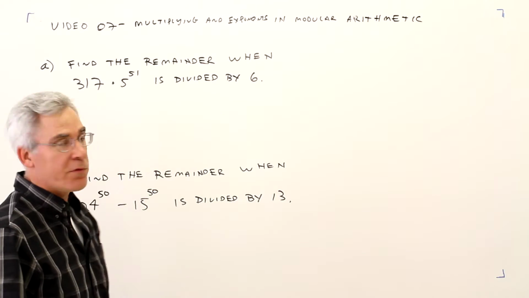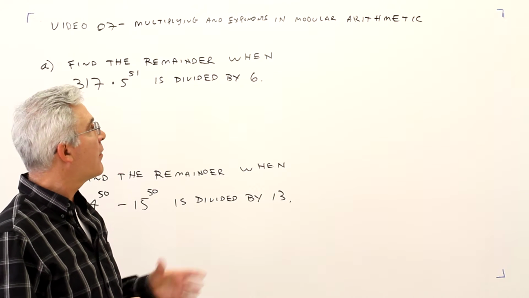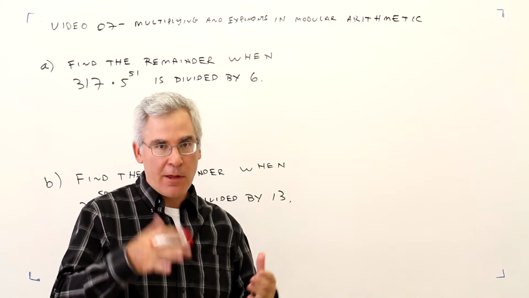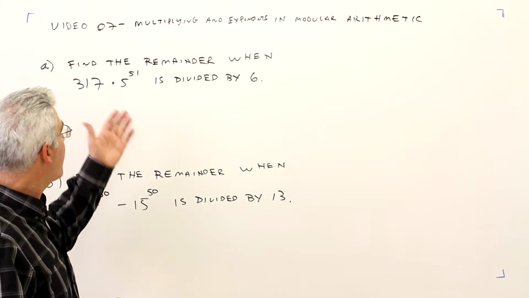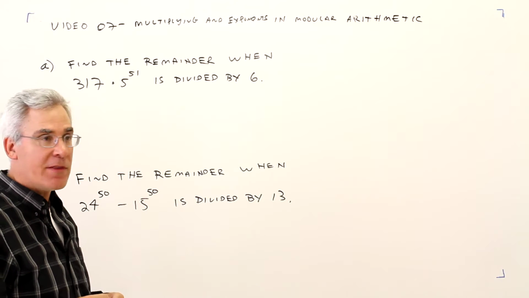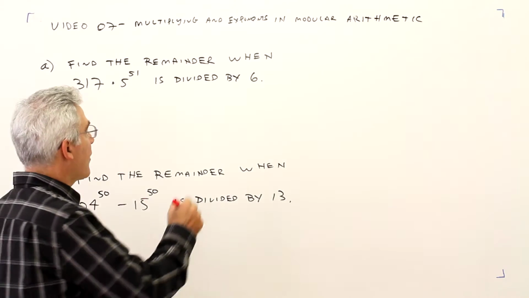Welcome to video 07, more problems on multiplying in exponents in modular arithmetic. I just didn't want to make that last video too long, so I separated this out. All right, so we've got two problems. First one: find the remainder when 317 times 5 to the 51st is divided by 6.